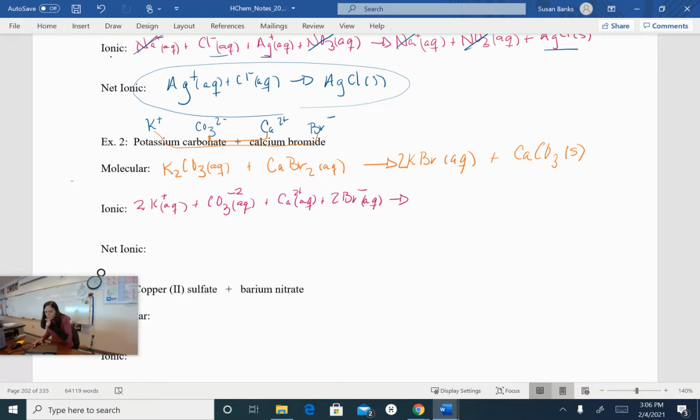Now, the potassium bromide is also aqueous, so it's going to break apart into its ions. So we're going to have 2 potassium ions and 2 bromide -1 ions. And yes, you do need to put the charges on these ions when you write them down. But the calcium carbonate is solid. It's a precipitate, so we're going to write it together.